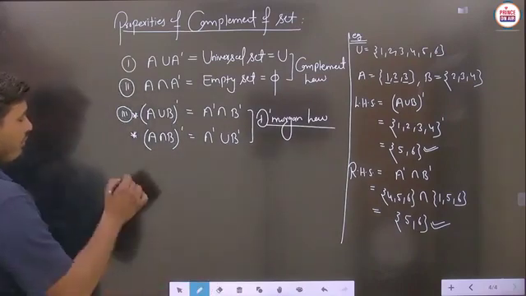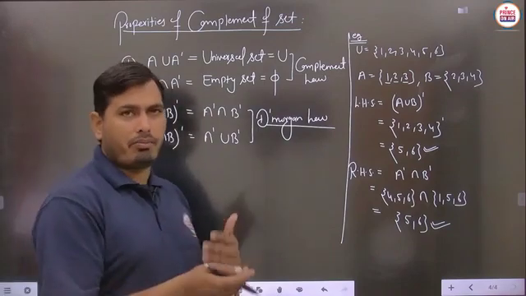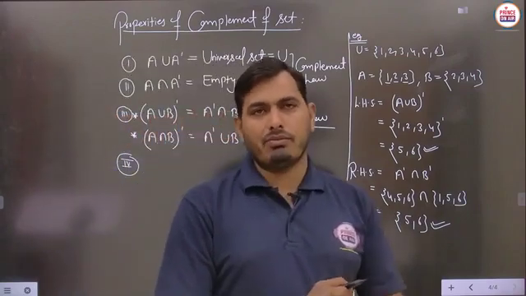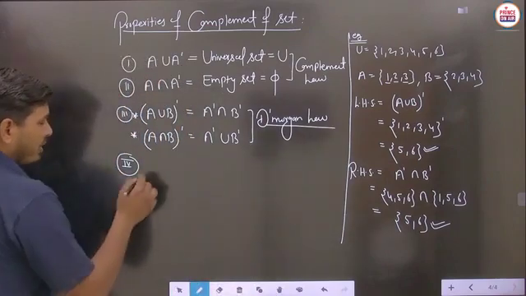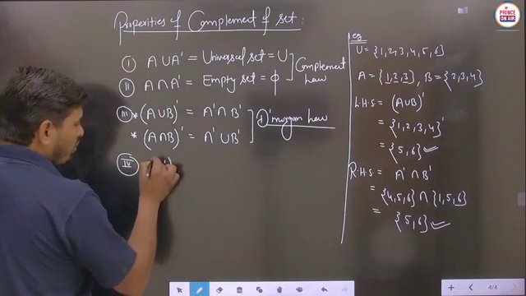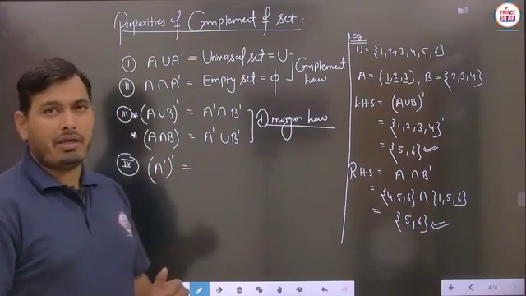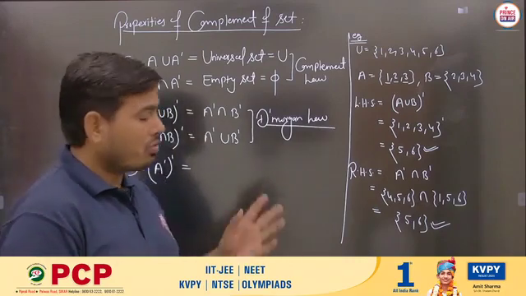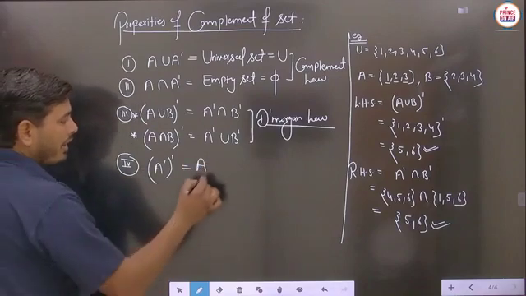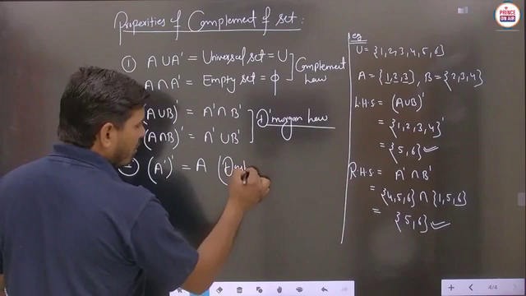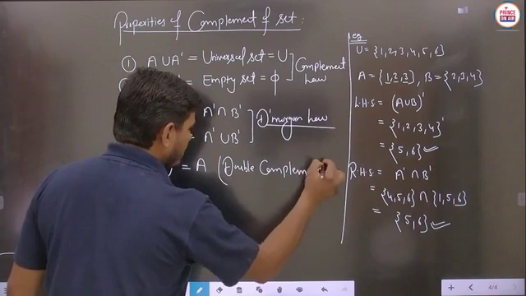Now the fourth and important property. This is the double complement property. Sometimes the complement can be taken more than once. Is it clear? So we will write the next property, A dash whole dash. A dash whole dash means in this particular set A, we have to take the complement 2 times. So basically, students, if the complement is taken 2 times, then it will always be written as the set A, and this is also called the double complement. Is it clear?